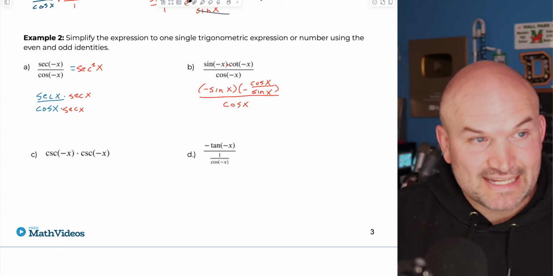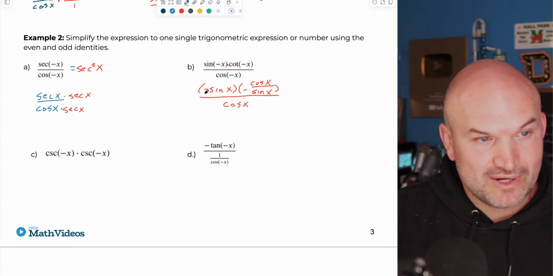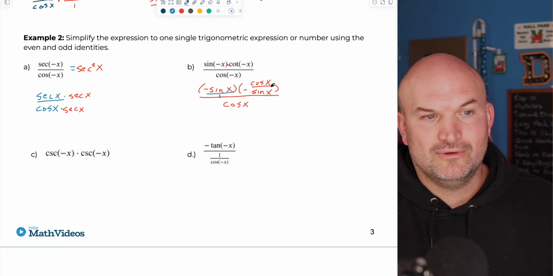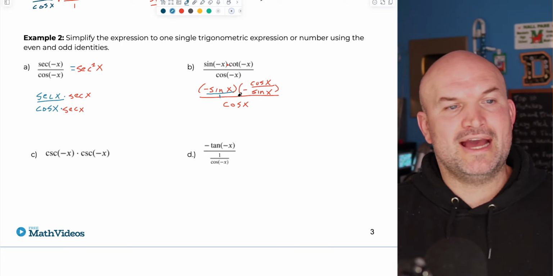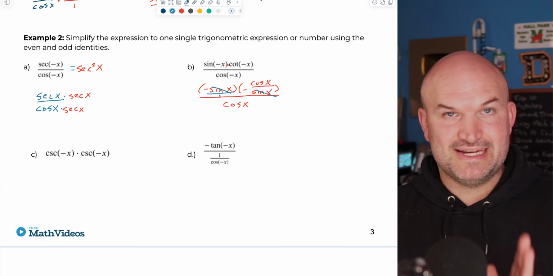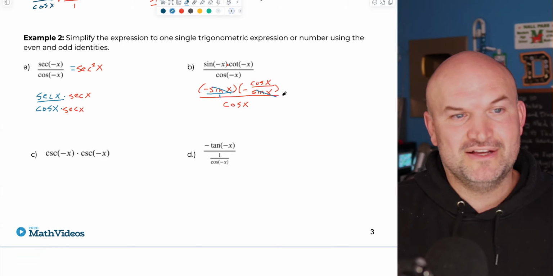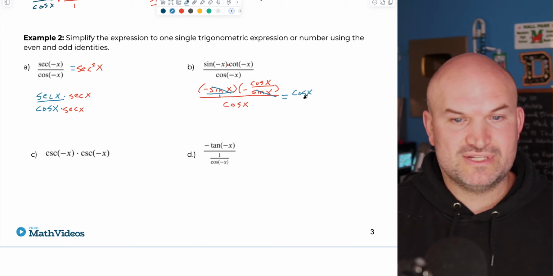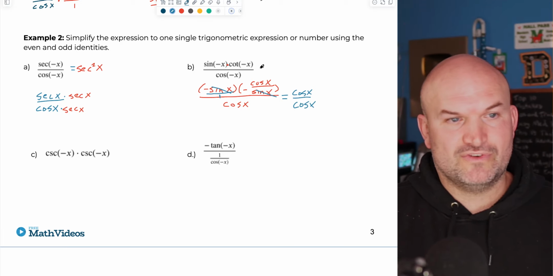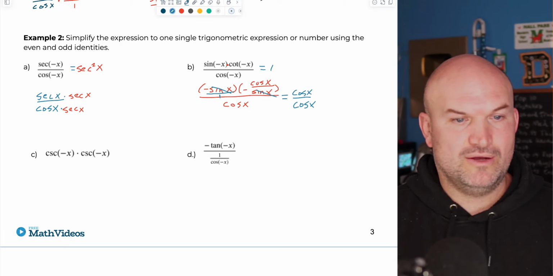Now, hopefully you see, again, I'll try to slide a 1 in here, but remember that sine of x, you can think about that as over 1, right? So I have a sine and sine, those are going to divide to 1. A negative times a negative is going to equal a positive. So what I'm going to be left with is a cosine of x all over a cosine of x. So, ladies and gentlemen, a cosine of x over a cosine of x is going to equal 1.